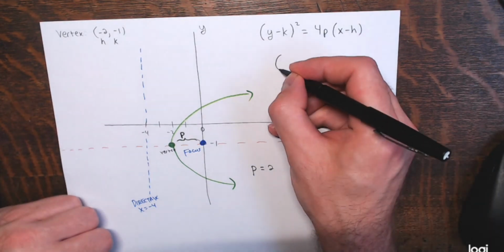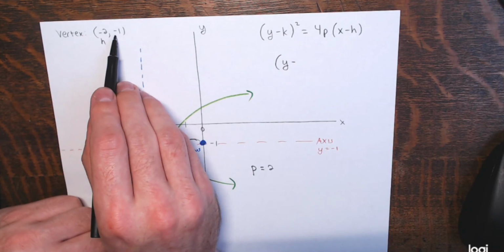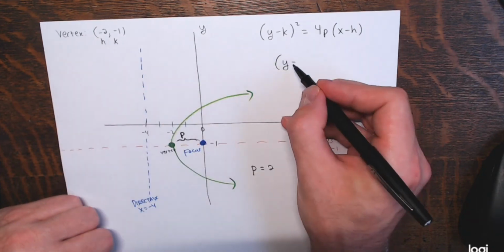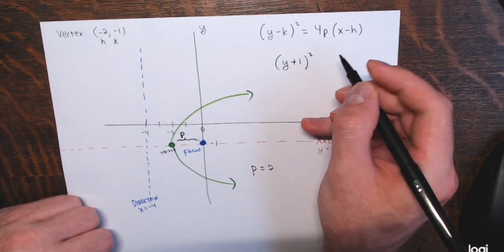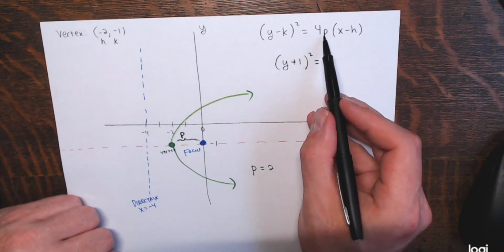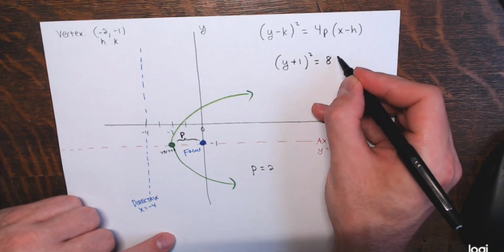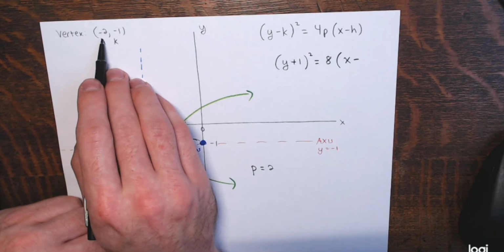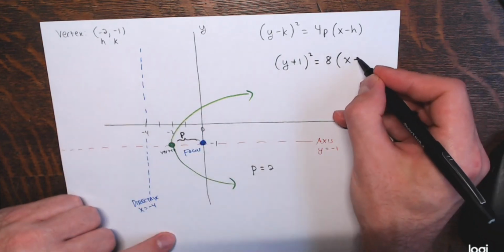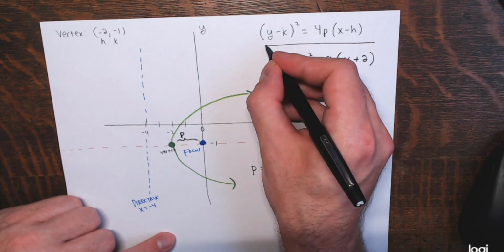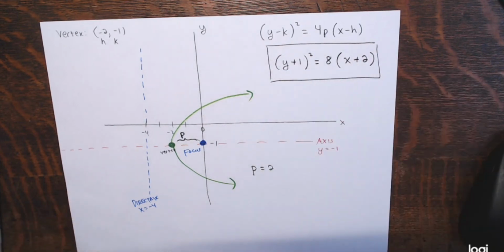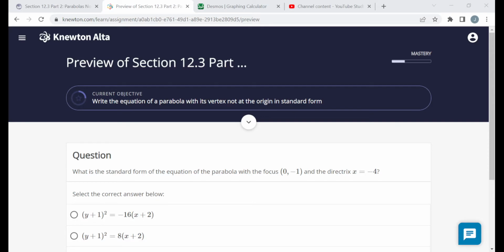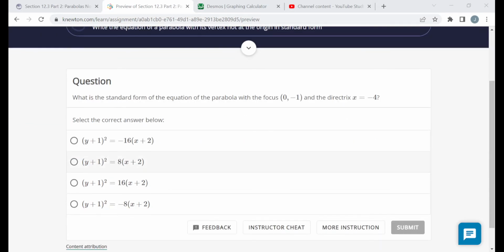So the equation is y minus k, so y minus negative 1, right, the y coordinate of the vertex, which will be y plus 1 squared, equals 4 times p is 4 times 2, that's 8, and then times the quantity x minus h, but h is the x coordinate of the vertex. X minus negative 2 would be x plus 2. And this is what they want right here, right? The equation of the described parabola in standard form. And which one of these is that? Y plus 1 squared equals 8 times the quantity x plus 2. That's this second option here.